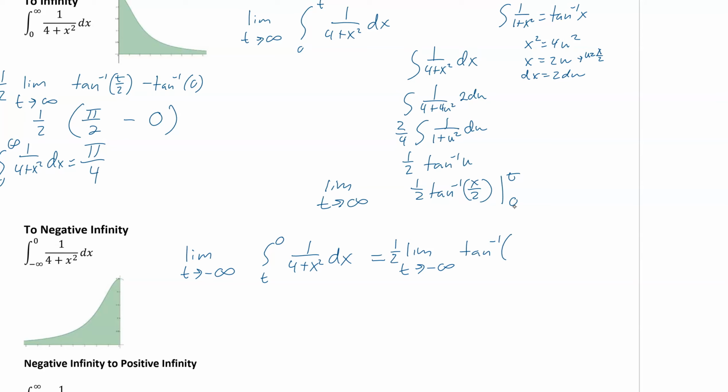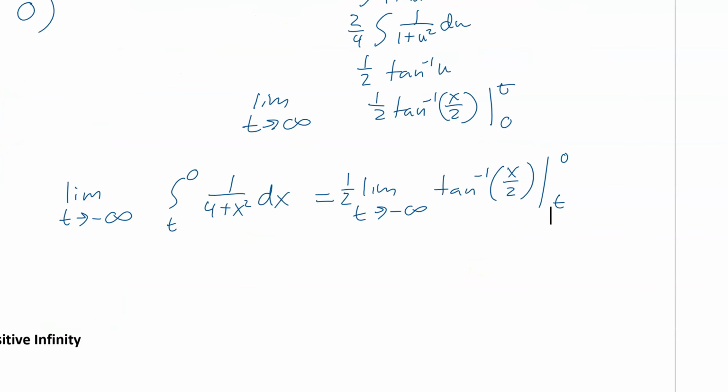Just like that. Oops, not like that. 0, t. Because we're coming from negative infinity, the t's at the bottom. Here the t is at the top, so it's at the top. So there we go. Now we just have to figure out what that one is.